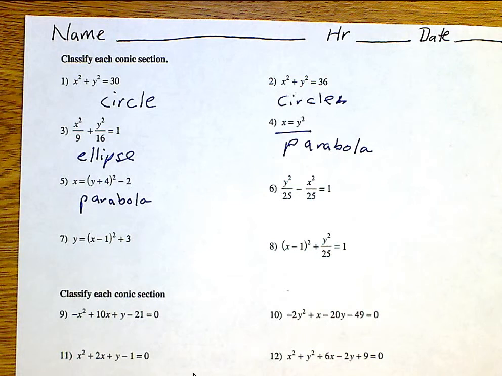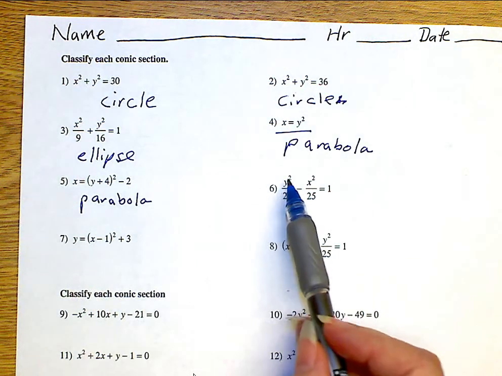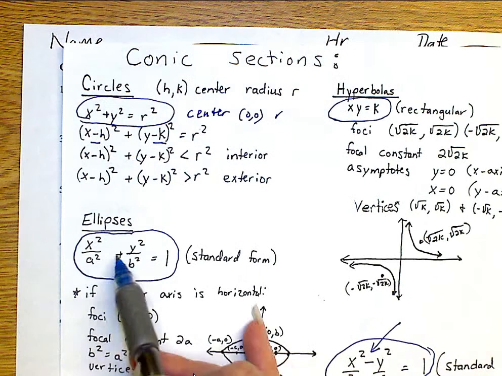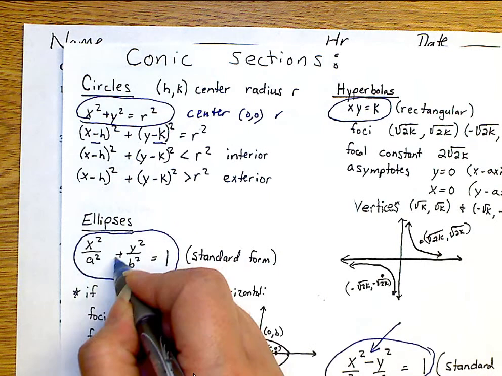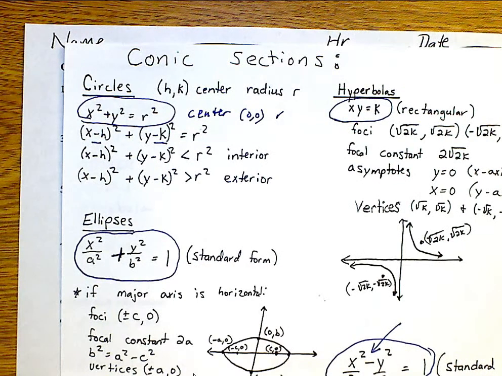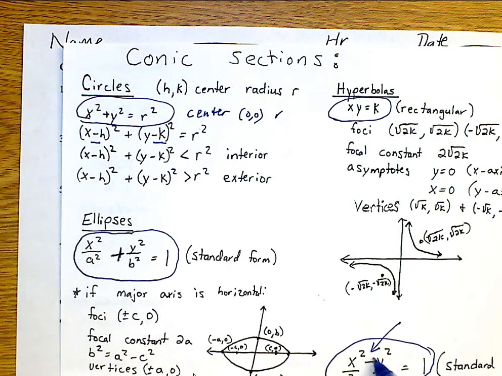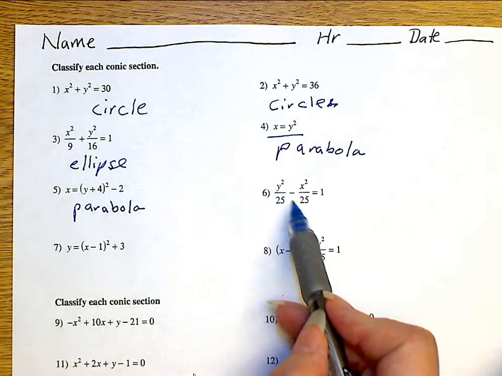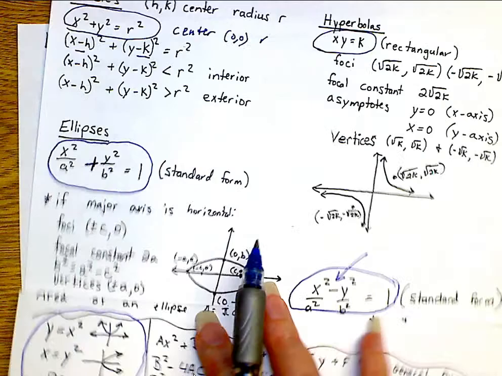All right, Dallas, 6. I said ellipse. How many squares? It does have 2 squares. If you look at your ellipse, it is separated by an addition sign. Your ellipses have to be separated by an addition sign. This one has a subtraction sign, so it is the second case of your hyperbola.